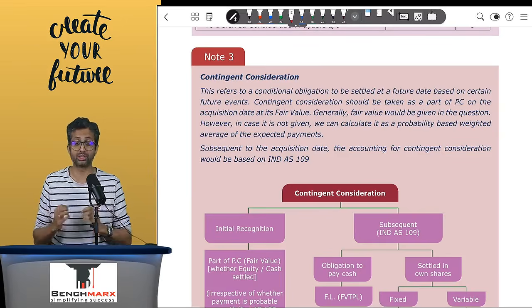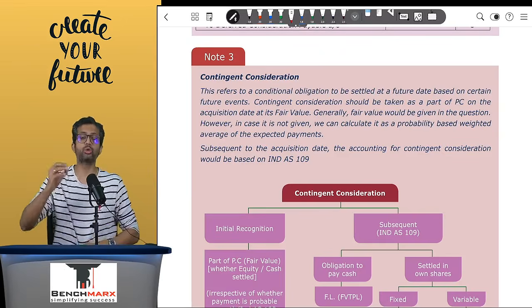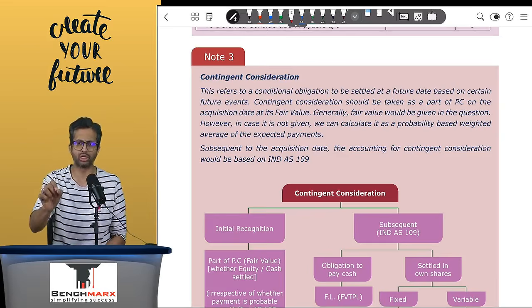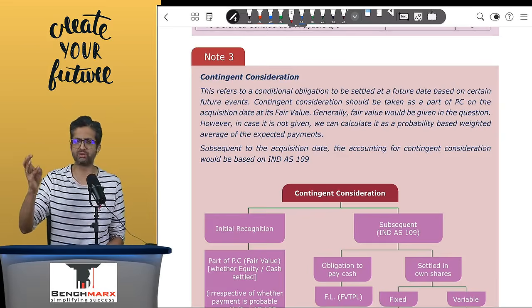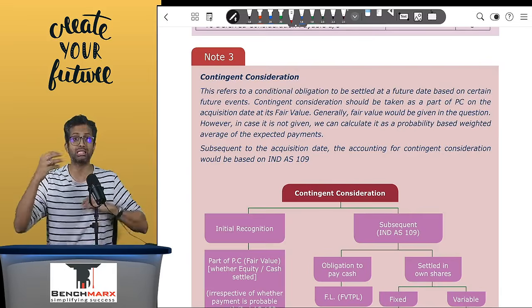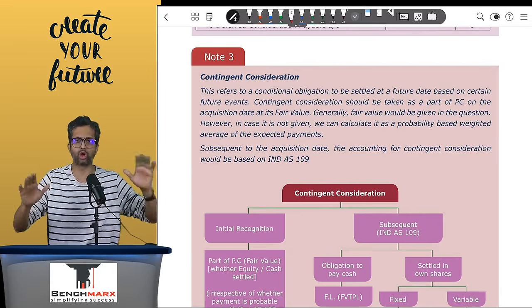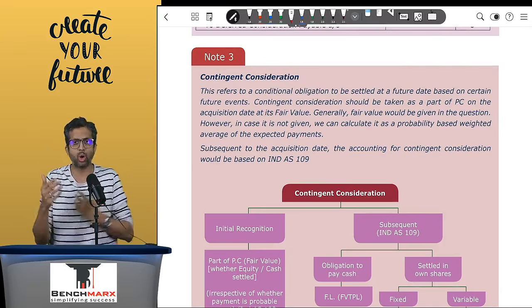Answer is yes. The standard says you will take it over at fair values. You will record contingent consideration at initial recognition, no matter how you classify it. You classify it as equity, you classify it as liability, you say it is probable, not probable, all of these would not matter. You will take it over at fair values. Now, how do you calculate fair values?